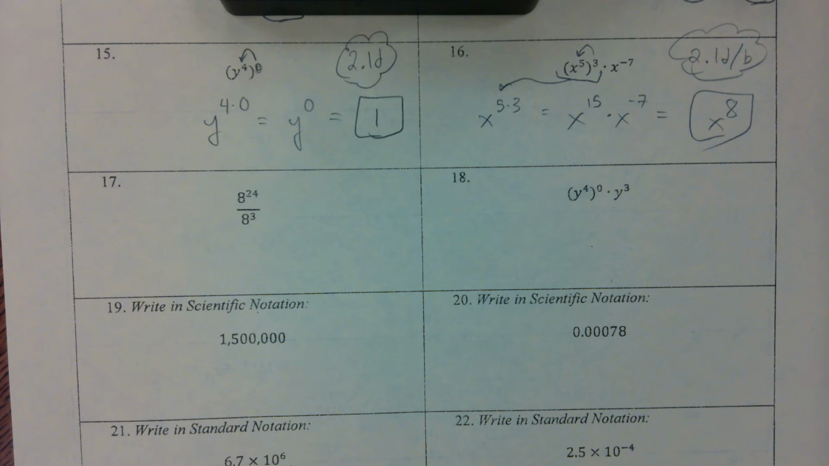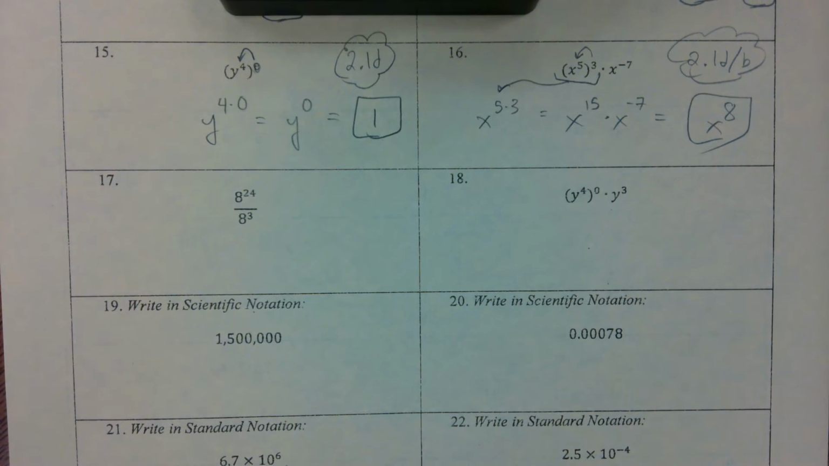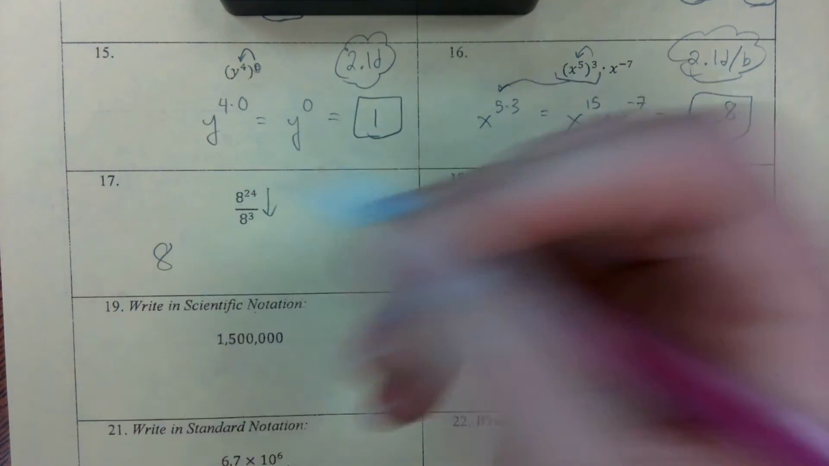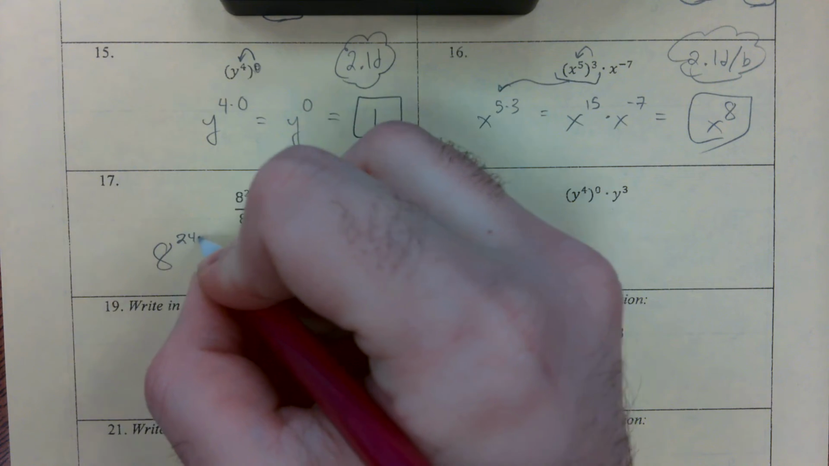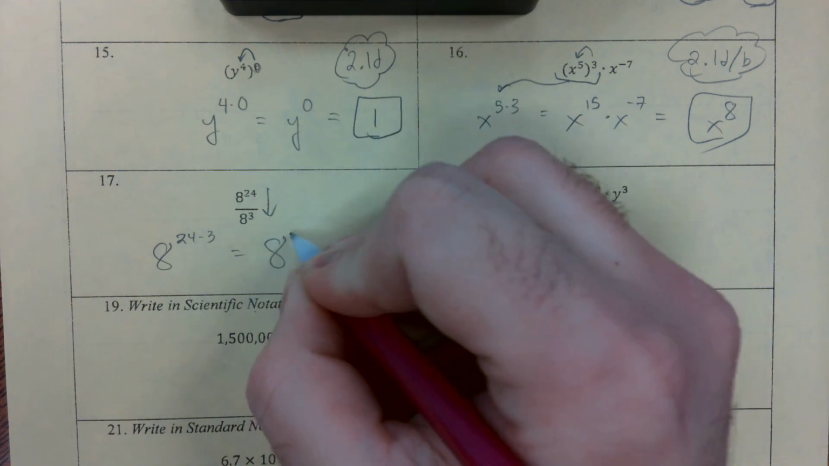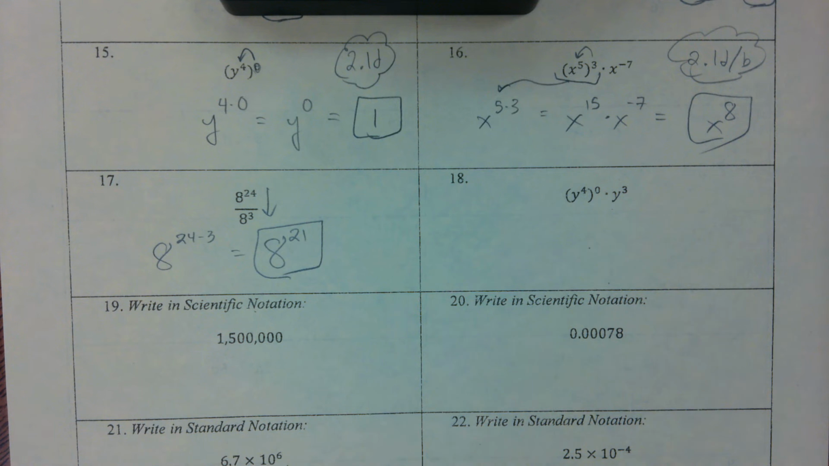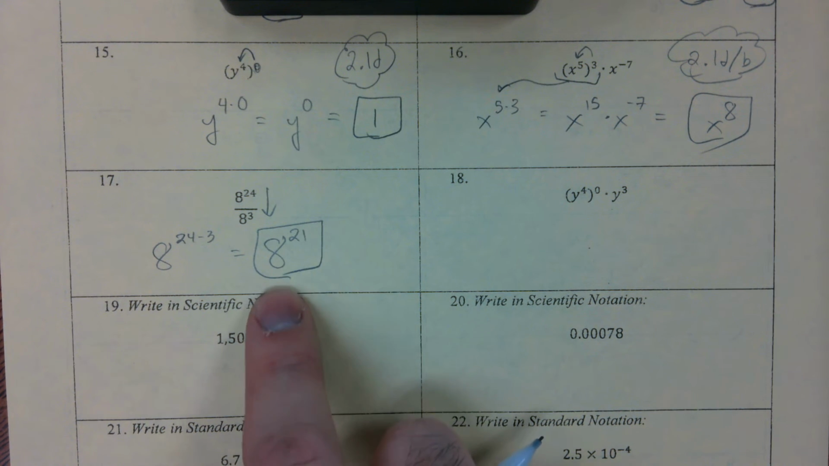Number 17 is another one that tries to trick you into dividing 24 divided by 3 and getting 8 to the 8th power. Very close, but again, we have to subtract our exponents. 8 to the 24 minus 3 gives us 8 to the 21st. If you got 8 to the 8th, I totally understand why you would think that. We just got to remember to subtract.